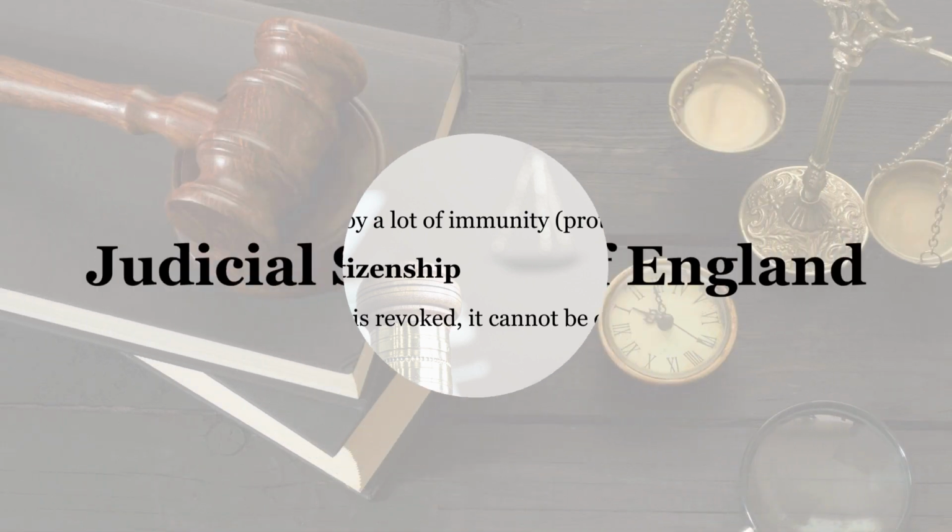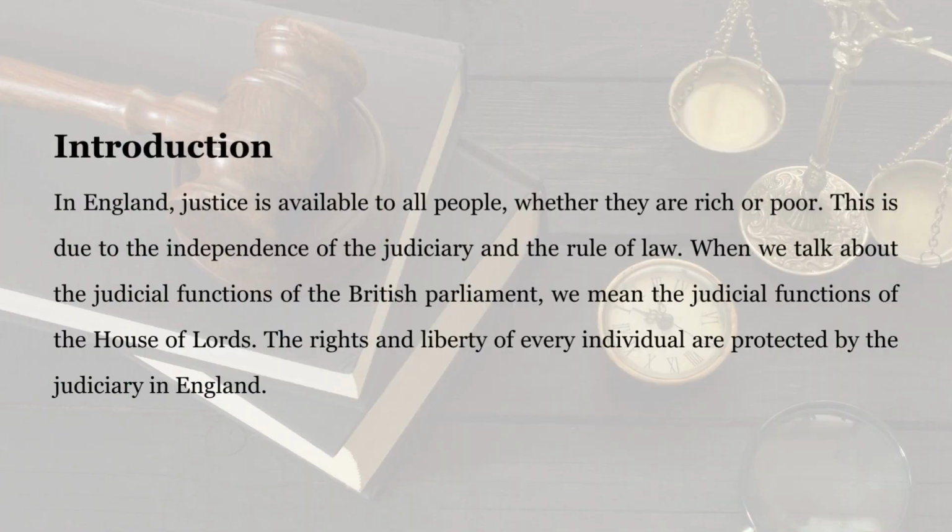Judicial system of England. Introduction. In England, justice is available to all people, whether they are rich or poor. This is due to the independence of the judiciary and the rule of law. When we talk about the judicial functions of the British Parliament, we mean the judicial functions of the House of Lords. The rights and liberty of every individual are protected by the judiciary in England.